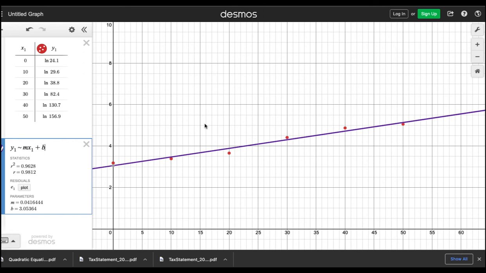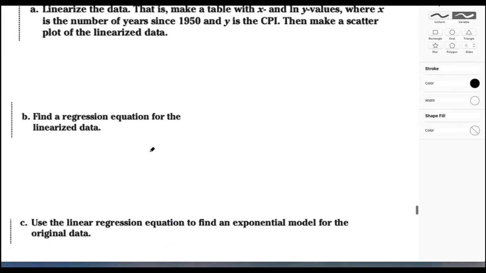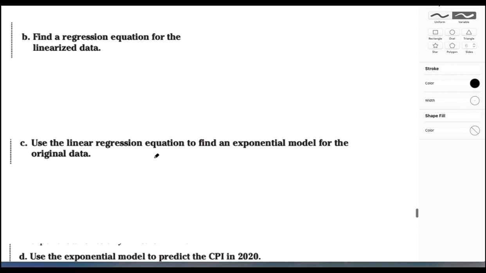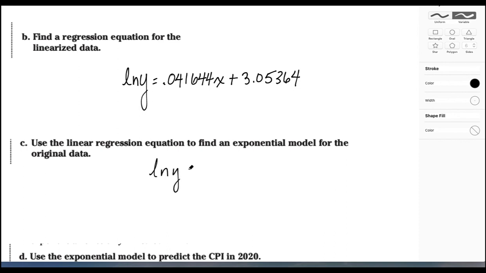Okay, so now that we've done that, we're going to use the linear regression equation to find an exponential model for the situation. So let me write down that linear regression equation for us. So really, this is the equation. Since we didn't actually relate y and x, we related the natural log of y and x. We've got the natural log of y is equal to that. So we're going to use the linear regression equation to find an exponential model for this. So the equation is given as such.